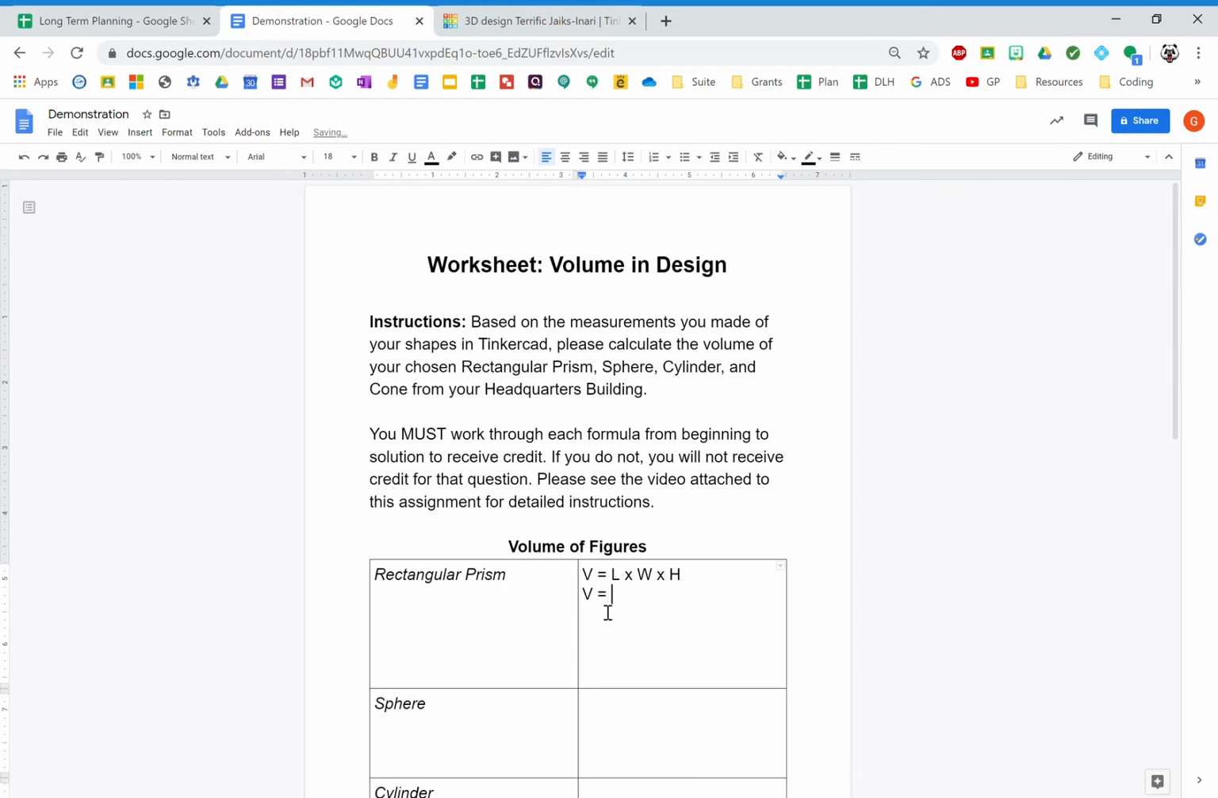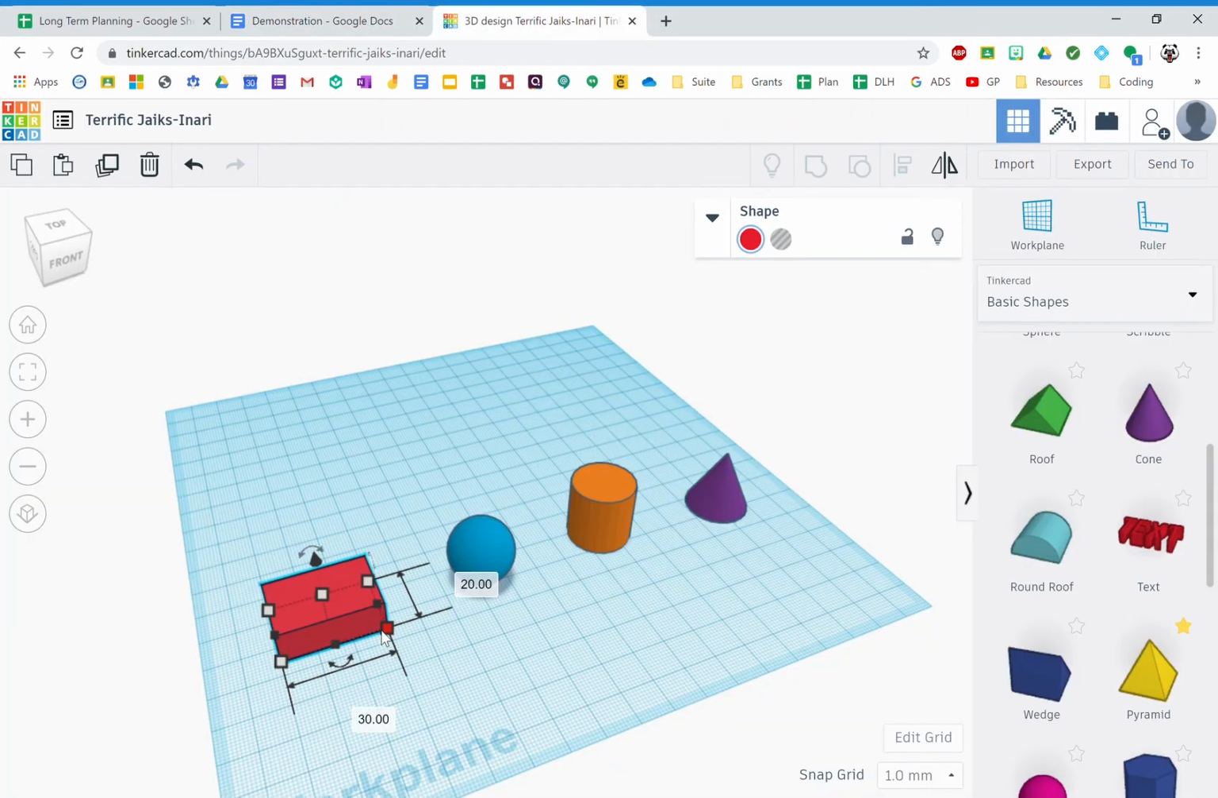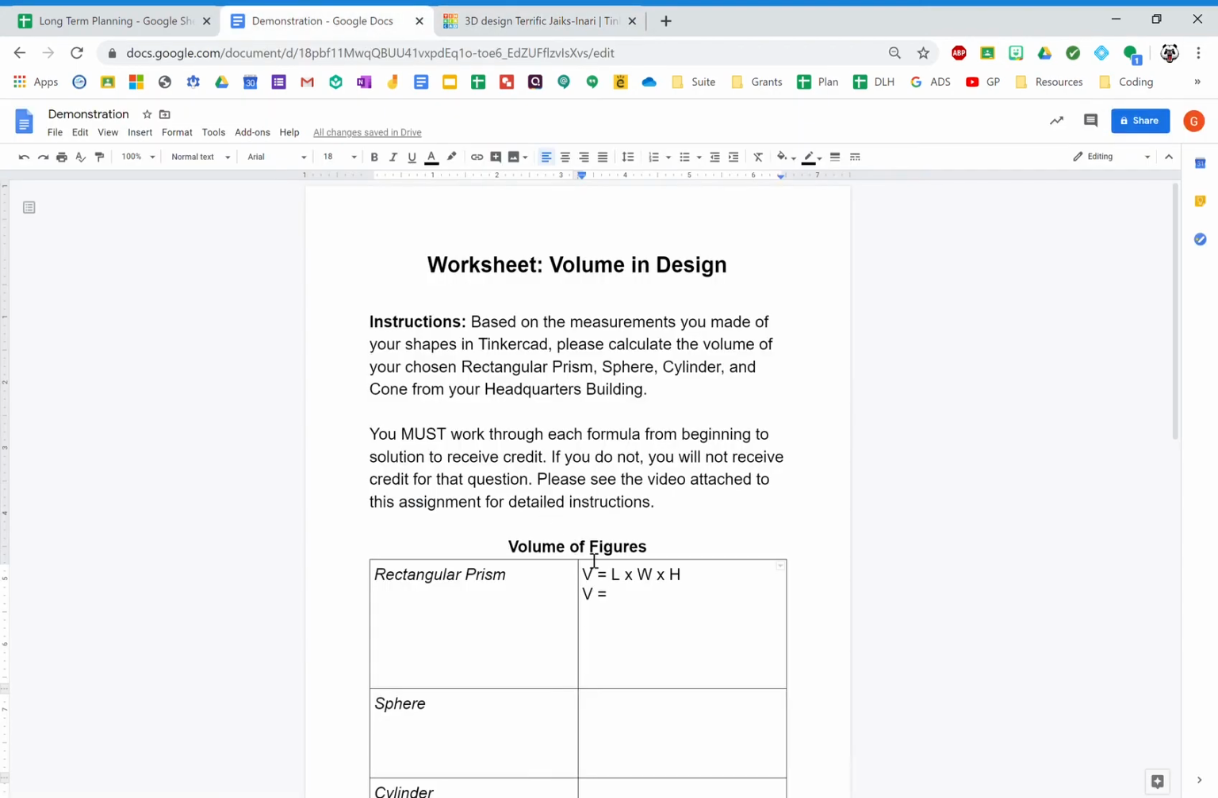Volume equals, let's review those measurements again. This was 30 by 20, so volume equals 30 by 20, and at a height of 10, and then you can simplify at the end. Volume equals 3 times 2 times 1 is 6 with 3 zeros. Volume equals 6,000. Done. Make sense?